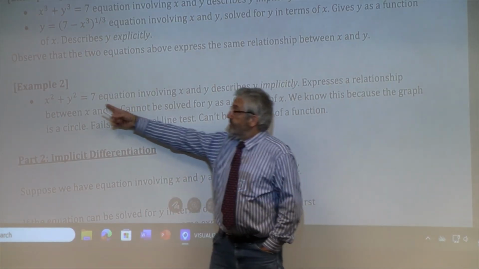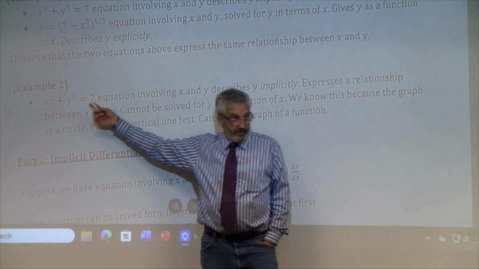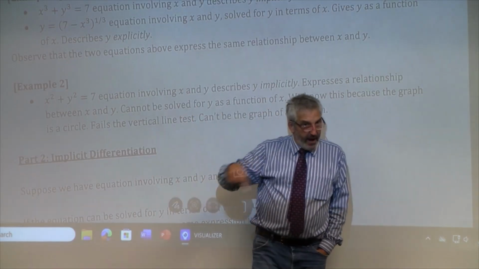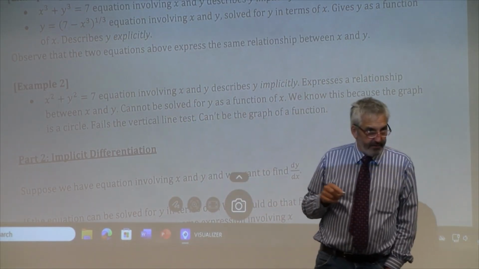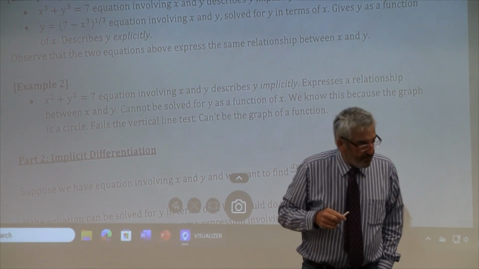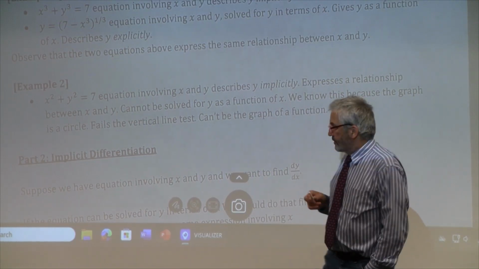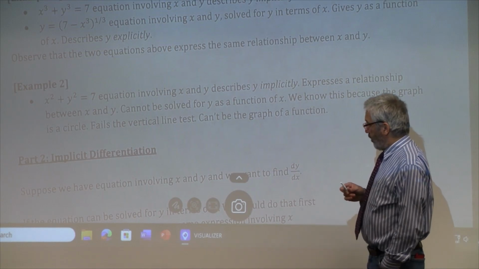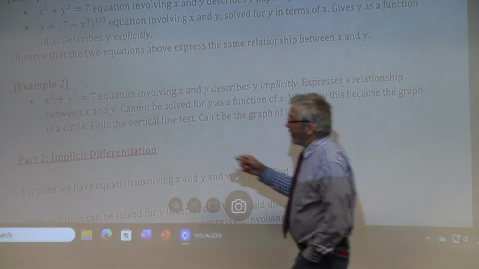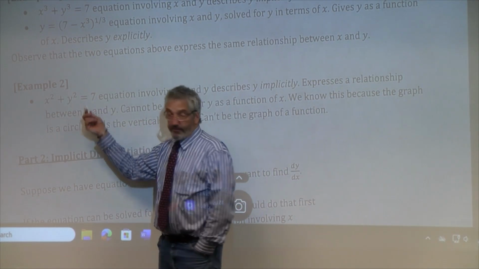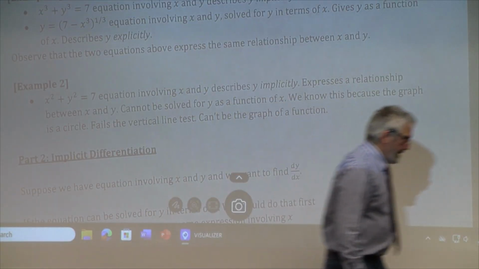The graph of this, as you should remember, is a circle. So the graph fails the vertical line test. So for most x values, there's either no y value or there are two y values. There are only two x values where there's just one y value. So you can't solve this equation for y in terms of x.